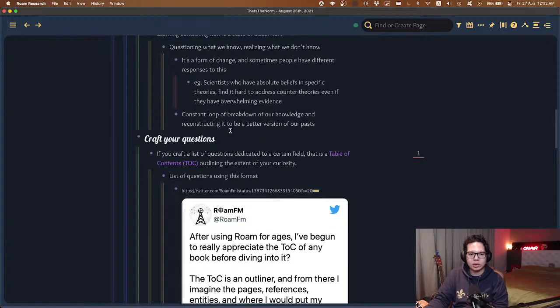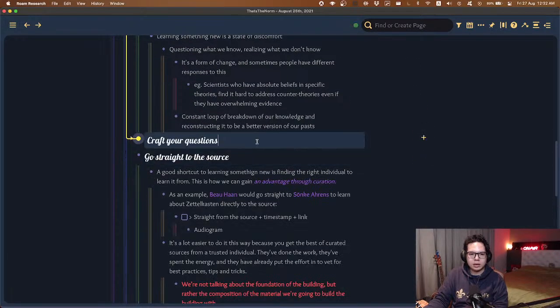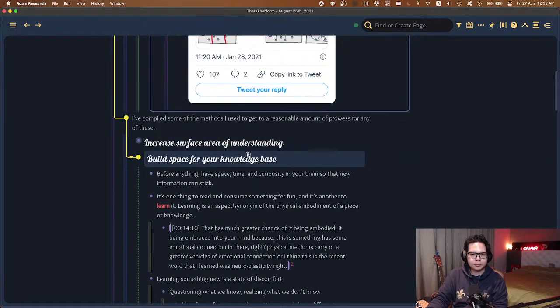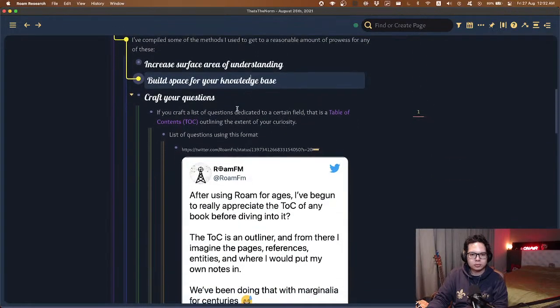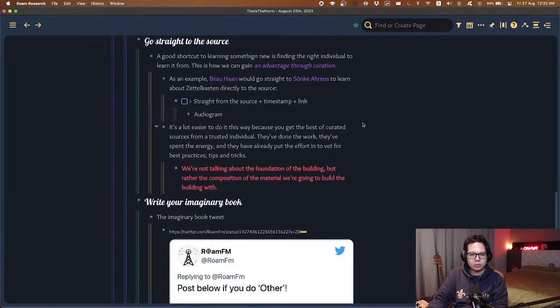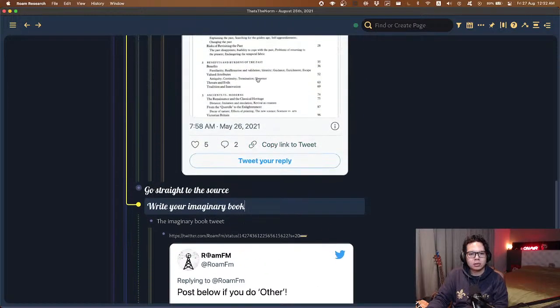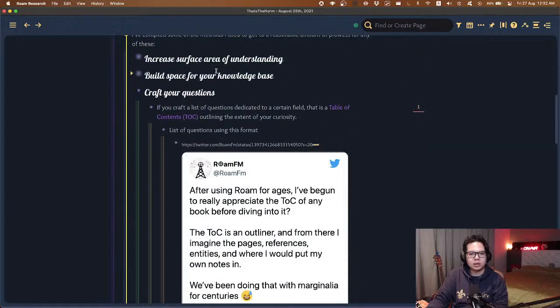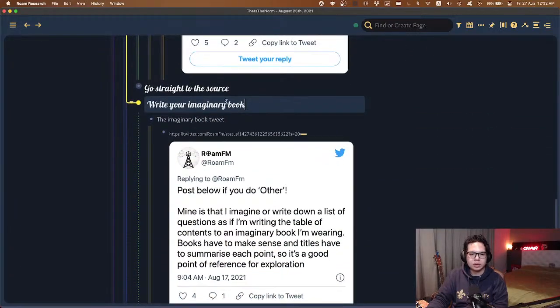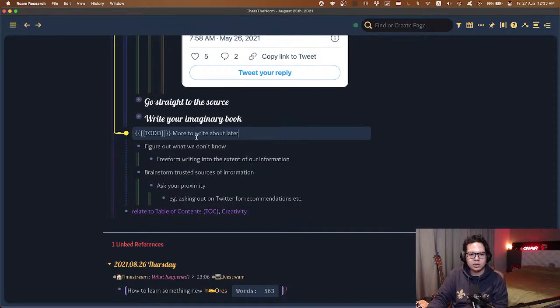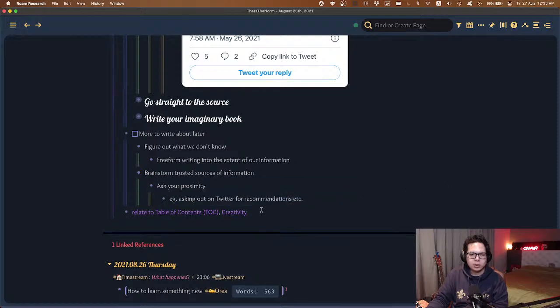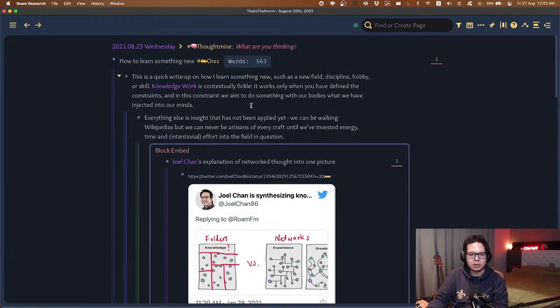Yeah, I think I'm okay with this for now. So we have straight to the source. Put an audiogram from the Bohan episode. That's okay. Write imaginary book, which is a link ref to TOC, which is actually involving here. A little bit related. And then to expand more in another time. Yeah. Okay. Cool. I think we're done for now. I'm quite happy with this.